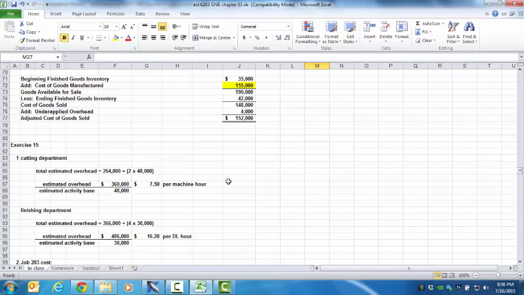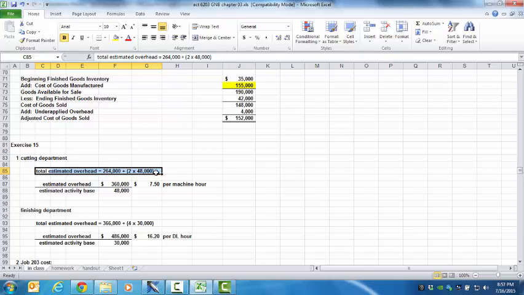Exercise 15 has a cutting and a finishing department, and you have some basic data about each department there. You see the estimate of the variable overhead as well as the fixed, and you see the basis. It says that the cutting department uses machine hours and the finishing uses labor. So I need to come up with a predetermined overhead rate for both departments. The first thing I've got to do is come up with the total estimated overhead.